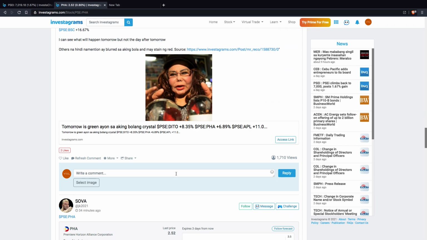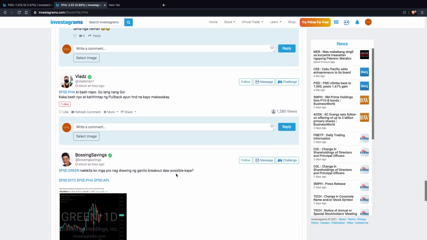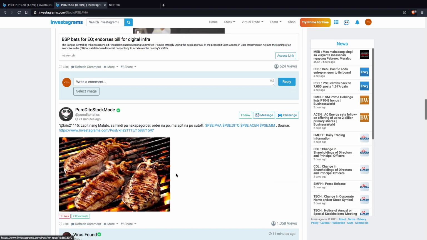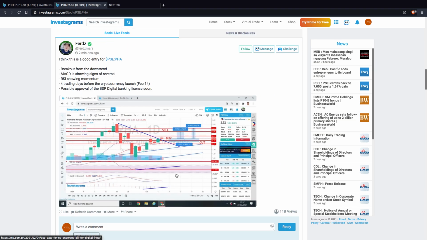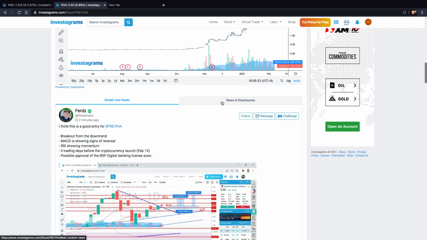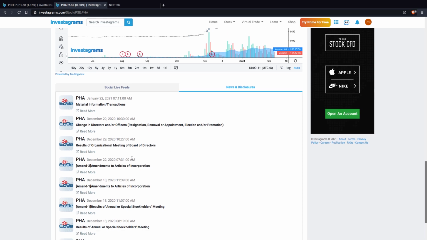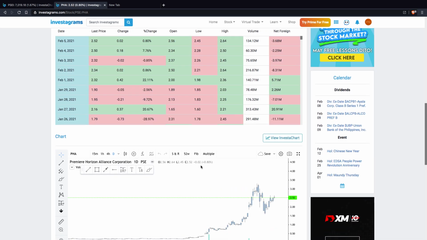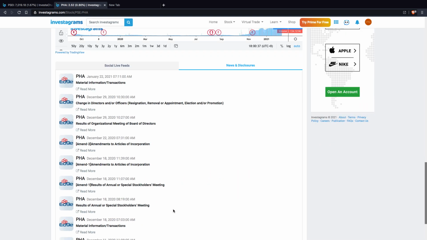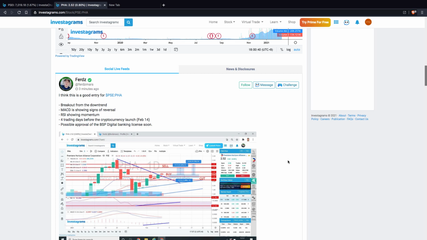Some might be just hyping it, but if you could filter through all these posts and pick the ones that are actually news, you'd be spending less time on finding out what's actually happening in that stock. So this is also a better source. These are actually from the company themselves, the ones that get released here. So this is also a very useful tool. But yeah, social live feeds for me is one way.